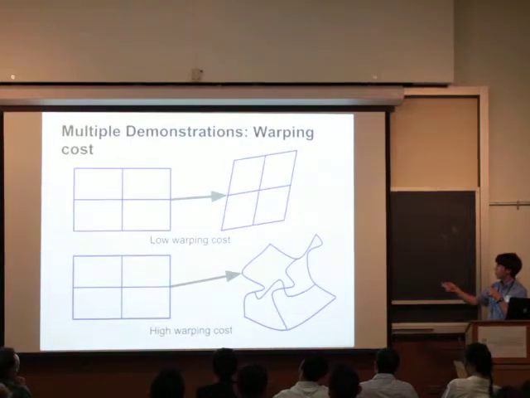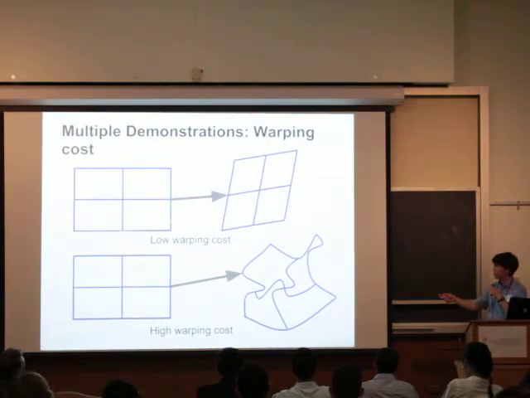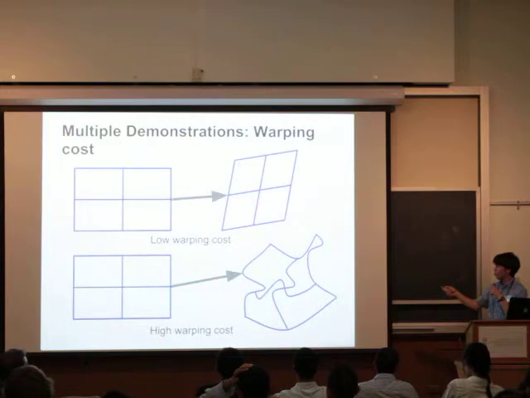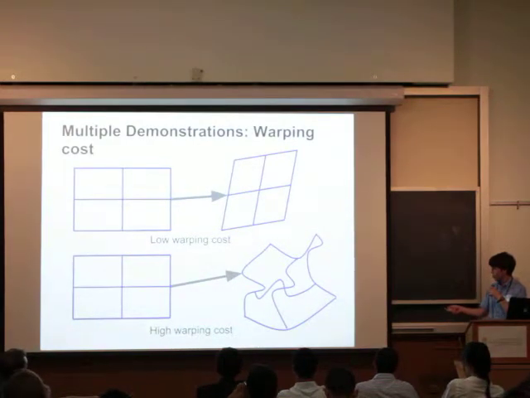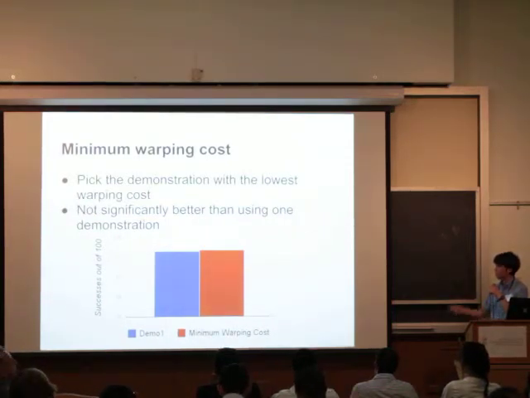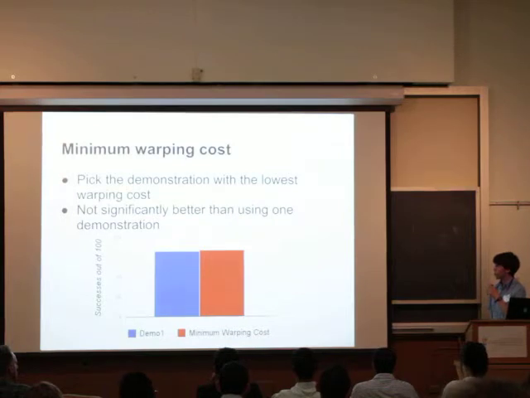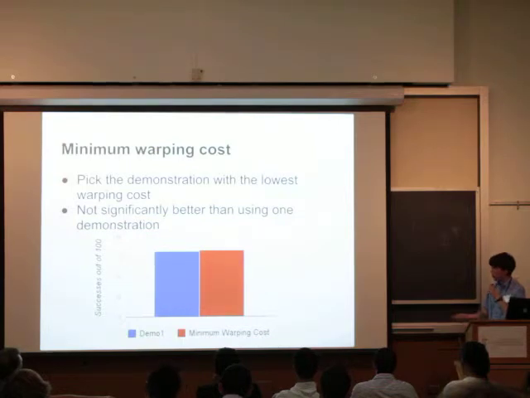And so the robot calculates this number called the warping cost. If the transformation is simple and there's less distortion, then there's going to be a low warping cost. If the transformation is more distorted, then the warping cost is going to be high. Okay, so let's just try picking the demonstration that, when transformed with the test point cloud, results in the lowest warping cost. That means we pick basically the demonstrated rope that looks the most similar to the test rope. And it turns out that this is not actually much better than just using one demonstration.